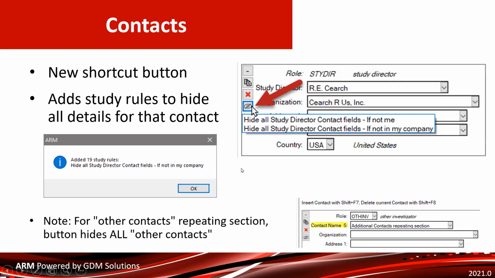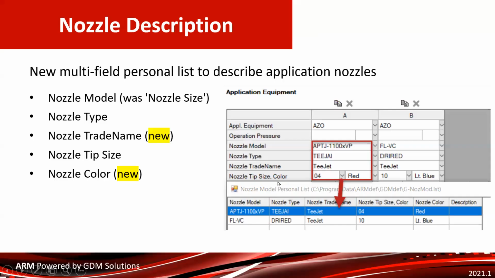On the Contacts tab, we wanted to support the GDPR rules of being able to hide information if necessary. Within a contact, there are 19 individual boxes related to a particular contact. So we added a button to add 19 study rules all in one click to hide that for, in this case, study director. You can hide all of that information with one click instead of right clicking and adding a study rule for each and every field. Again, supporting the GDPR.